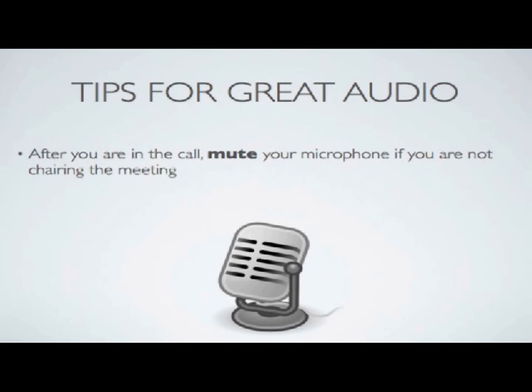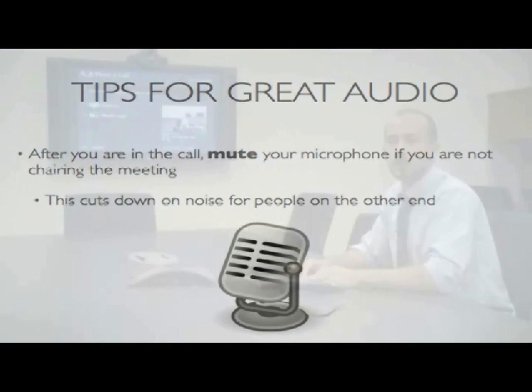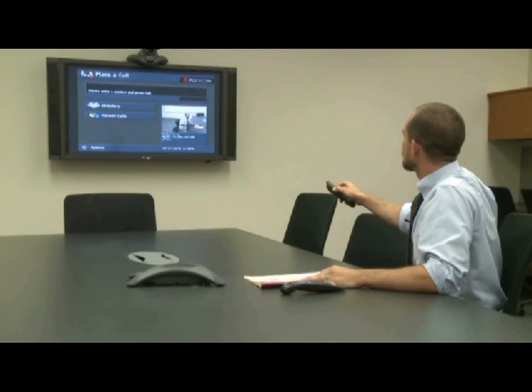After you are in the call, mute your microphone if you are not chairing the meeting. This cuts down on noise for people on the other end. And lastly, when you're done with the video conference, simply push the red end button on the top of the VC remote and turn off the TV. You always want to be sure the TV is off when it's not in use.